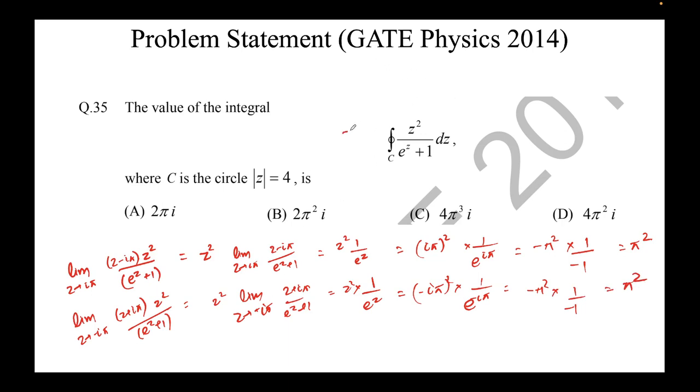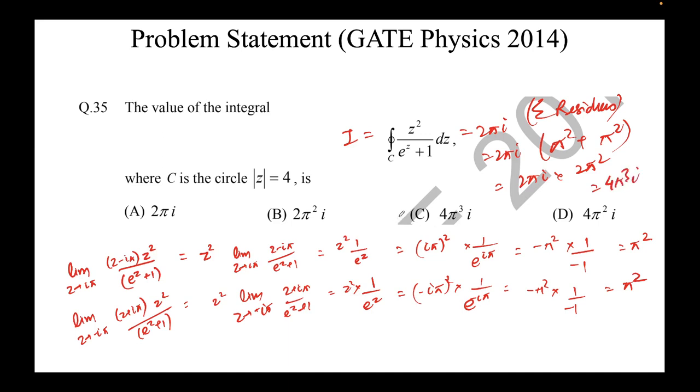And we know that this integral will be 2 pi i times the sum of residues. So we have calculated the residues over here. This is 2 pi i, first residue is pi square, second residue is also pi square. 2 pi i into 2 pi square will come out to be 4 pi cube i. Yes, you are correct. C is the correct option that we have obtained for this question. So that's that.